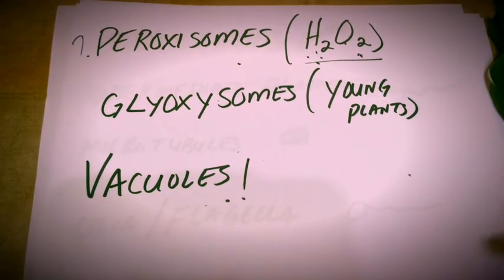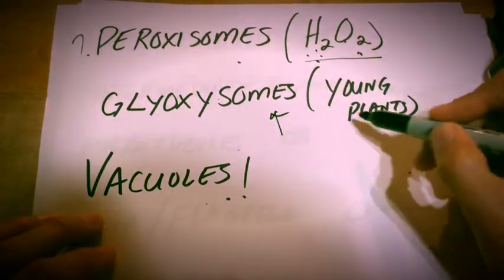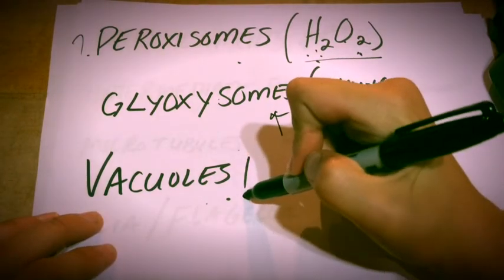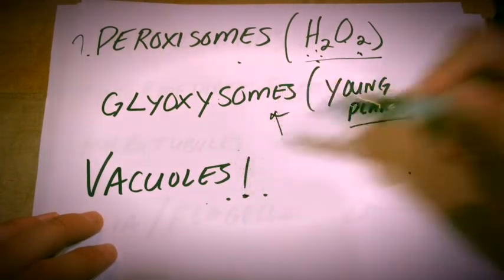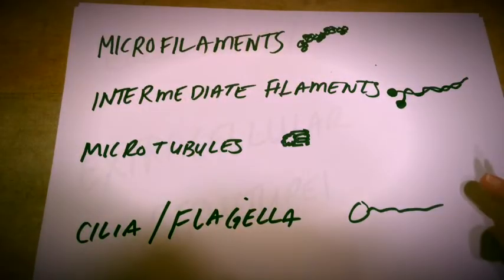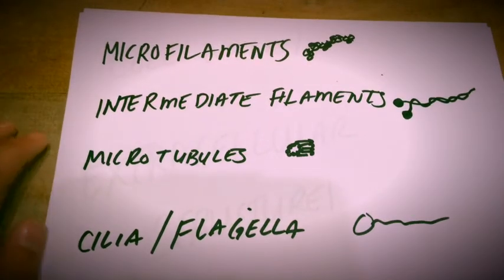Okay, these other two, these are going to show up in young plants. Vacuoles, of course, are for storage, and also some structure. We have one large vacuole in plant cells, but mostly we'll use it for storage in our eukaryotic animal cells as well. All right, time to talk about structure of the cell. I was getting ahead of myself for a while.